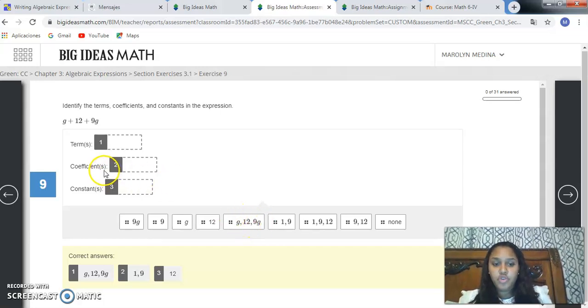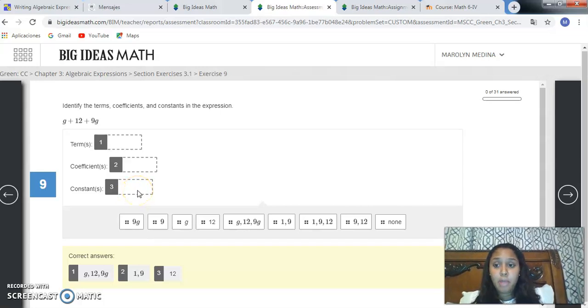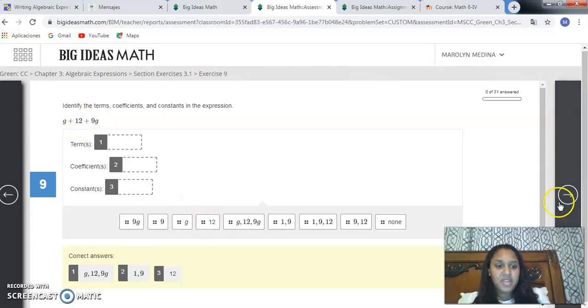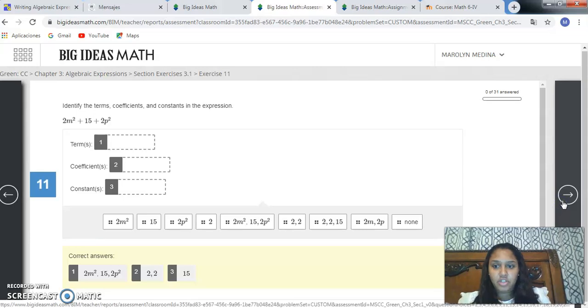Then, what are the coefficients? Remember that the coefficients are the numbers that I have right in front of a variable. In this case, my coefficient is only 9. And what is my constant? My constant is the number that I have by itself without any variable. In this case, the only number that I have by itself without a variable is 12. And that's how I answer my questions.